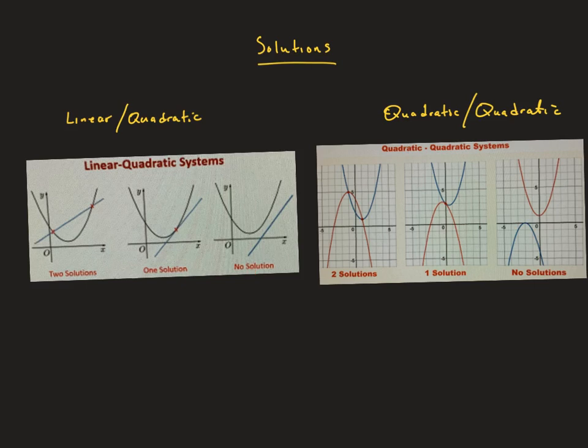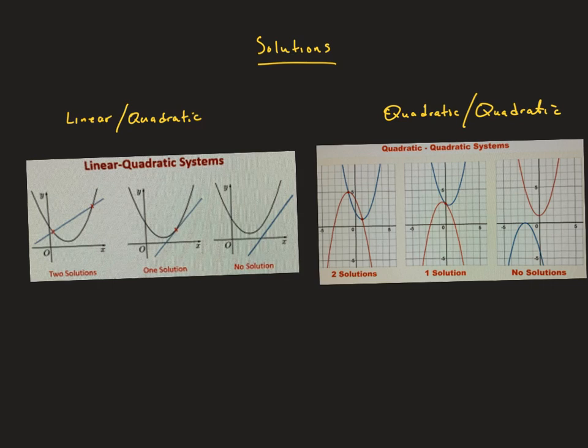And then when we have a quadratic and a quadratic, we actually have some solutions here that they don't talk about, and I'll show you that. But we do have here two quadratic equations that intersect at 2 points. We have two quadratic equations that intersect at just 1 point. And then we have two quadratic equations that intersect at no points, so that's no solutions.